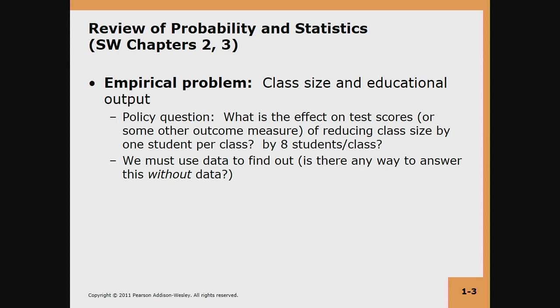Okay, so for our empirical problem here, for our example, is class size and educational output. The specific policy question they're asking is, what is the effect on student test scores of reducing the class size by 1 student per class? We're going to use observational data to try to estimate this effect. There is a way to answer without data. We can do an experiment. But obviously, with education, this isn't going to be an option.